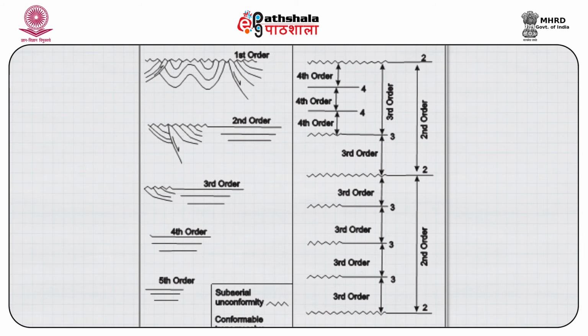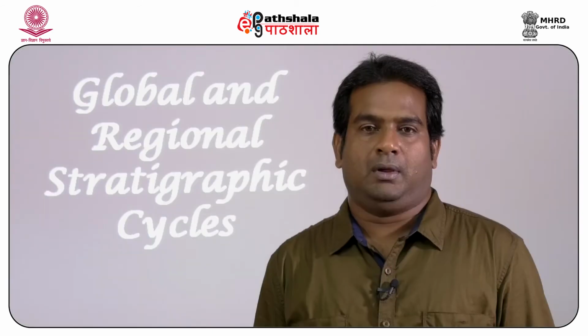So, the different order surfaces can be shown in this way, where note that a sequence contains sequence boundaries of the same or lower order than its highest order boundary, and the order of a sequence is determined from its highest order boundary. That is, the sequence would be of that order where the bounding surface is the maximum.